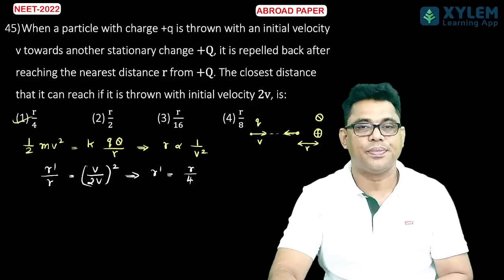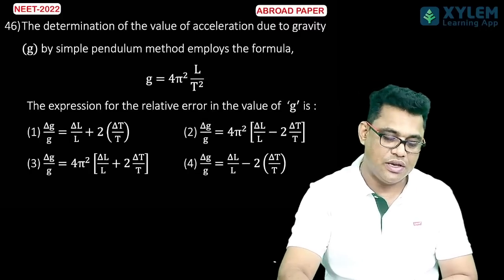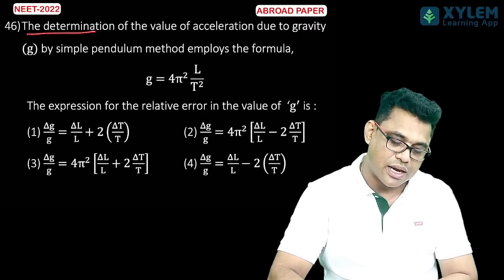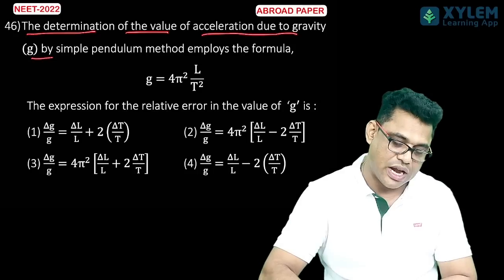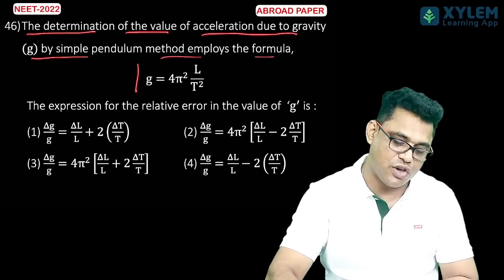R divided by 4. 46th question, see, it's a very easy question. The determination of the value of acceleration due to gravity by a simple pendulum is given by this equation.